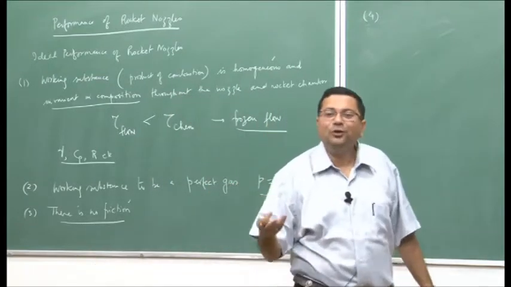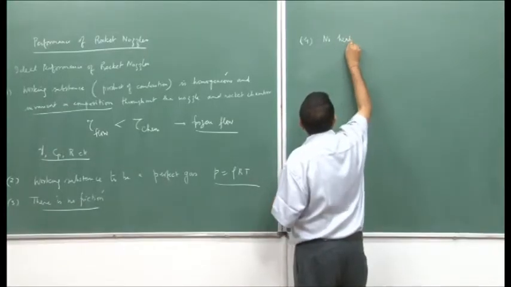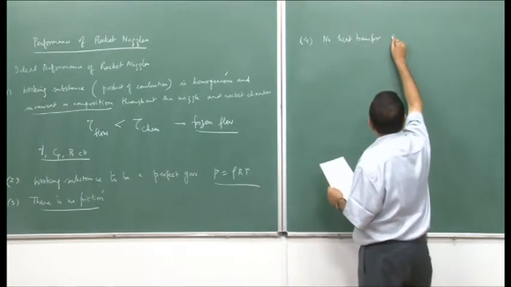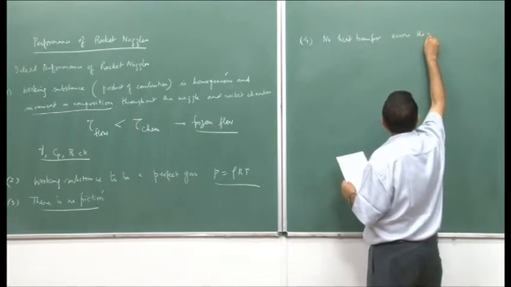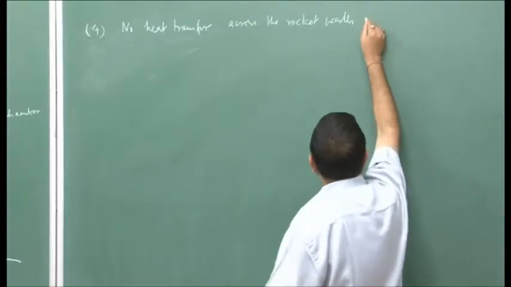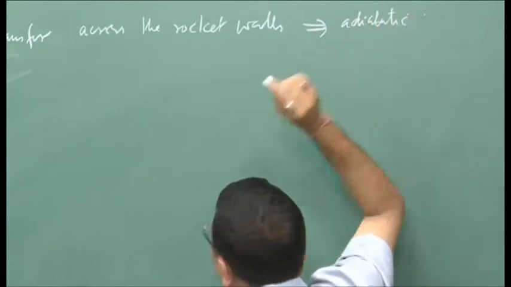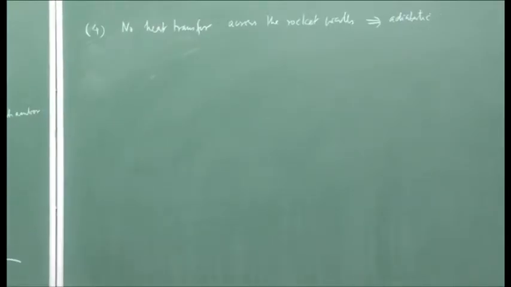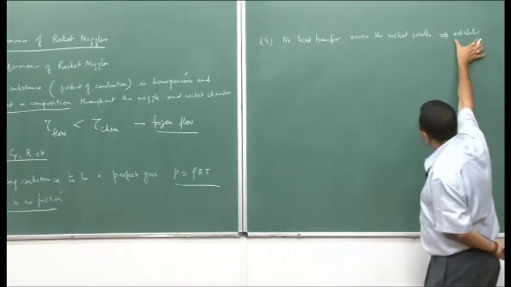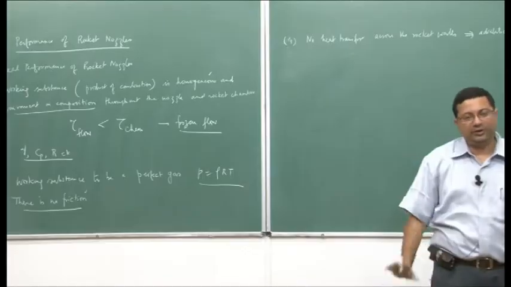What is the other condition? No heat transfer. So, let us assume that also, that we have no heat transfer across the rocket walls. Which essentially means that the process is adiabatic. Okay. We assume there is no heat transfer across the rocket walls. So, the process is adiabatic. So, now we are considering adiabatic and reversible. Therefore, my process is isentropic.